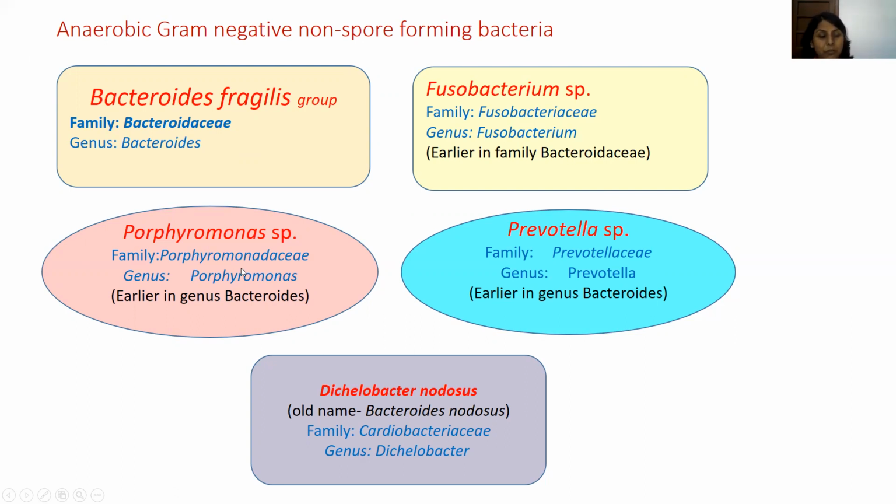Porphyromonas belongs to the family Porphyromonadaceae and the genus is Porphyromonas, and these also earlier belonged to the genus Bacteroides. Prevotella species: the family is Prevotellaceae and the genus is Prevotella, and these earlier belonged to the genus Bacteroides also. Dichelobacter nodosus: the old name for this bacteria was Bacteroides nodosus, and this belongs to the family Cardiobacteriaceae and the genus is Dichelobacter.